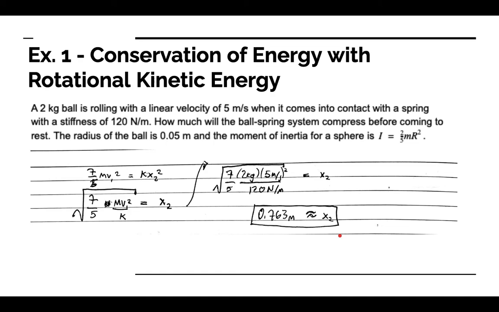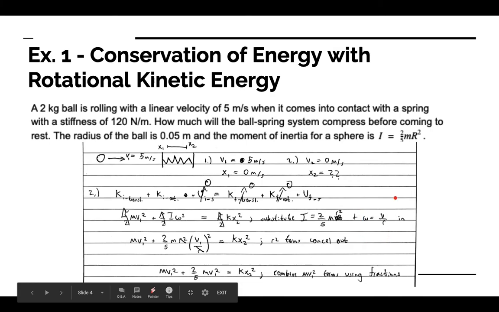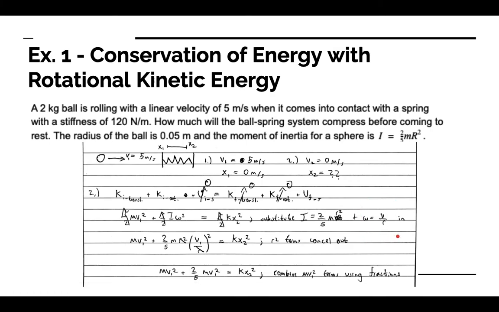So the problem solving process is the same as before, except the big step we have to take note of is, if we look at this line right here, we have to replace I with the equation for the moment of inertia, and in order to get linear variables, we have to replace omega with the linear variable conversion. Similarly, if we were looking for angular velocity, we would have to express v in terms of angular velocity, so we'd have to replace v with omega times r. That's the only caveat we have to make with these conservation of energy problems when considering rotational kinetic energy.